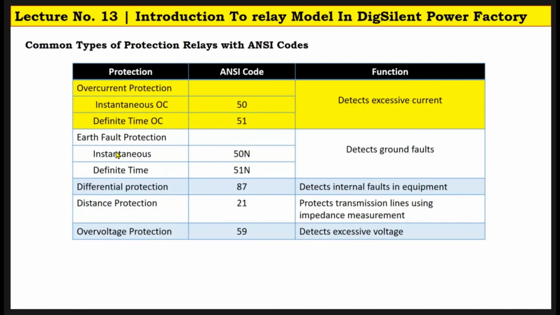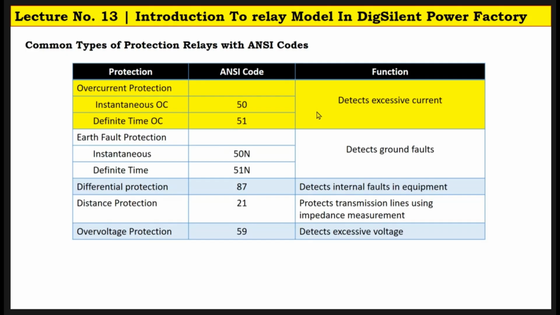Similarly, for earth fault protection, instantaneous earth fault protection is 50N, and definite time delay earth fault protection is 51N. Differential protection is 87, distance protection has the ANSI code 21, and overvoltage protection has 59. These are their functions, what they do.